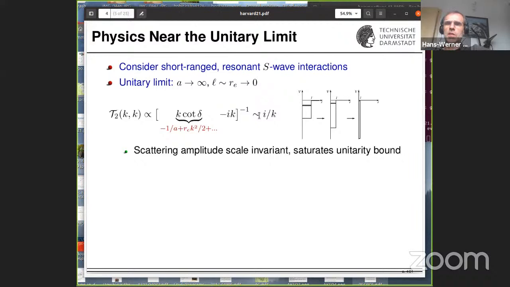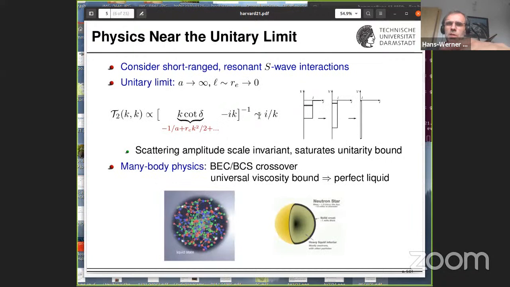Now, as you might know, there is a lot of interesting physics in this limit. So it determines the physics of the BEC-BCS crossover. And there are many systems in nature that are close to this limit. For example, you can think of neutrons, as we'll see in the following. They're very close to the unitary limit, but you can also engineer systems close to the unitary limit with ultracold atoms using Feshbach resonances.